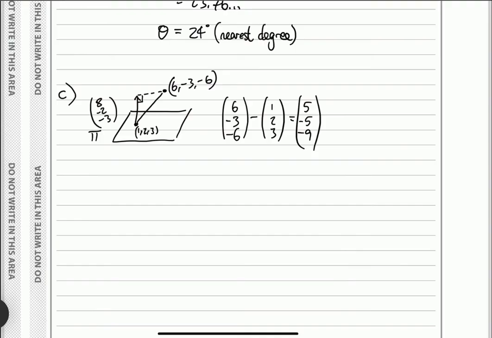So if we do, let me just write a dot b over the magnitude of b. This is the projection formula, so you're projecting a in the direction of b. So what we're doing here is (5, -5, -9) in the direction of (8, -2, -3), so we have to divide it by the square root of that.